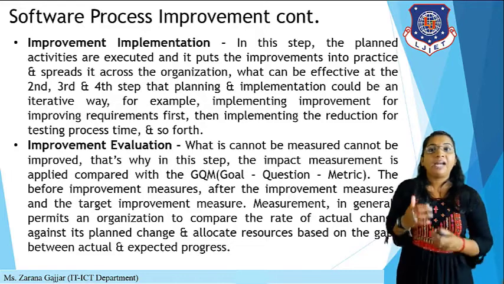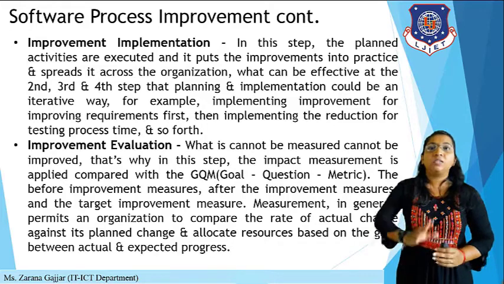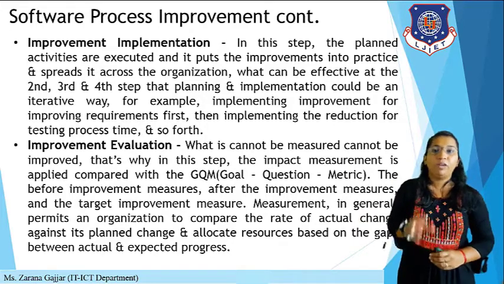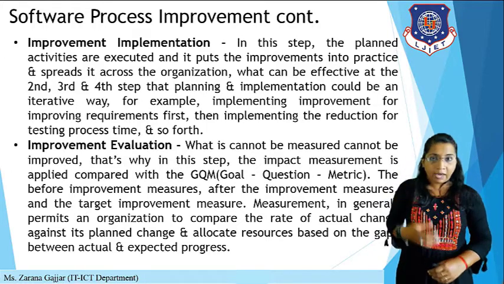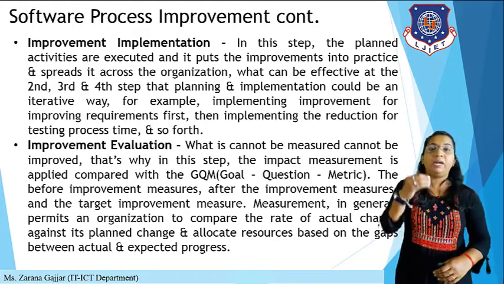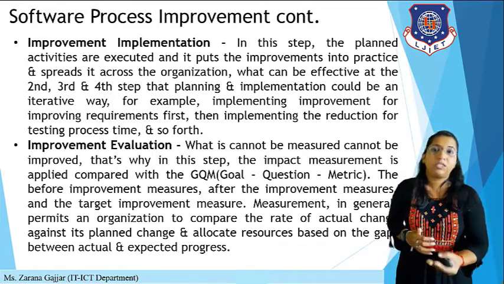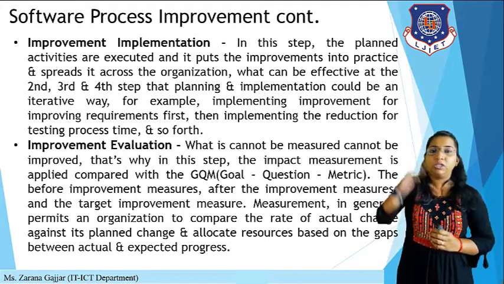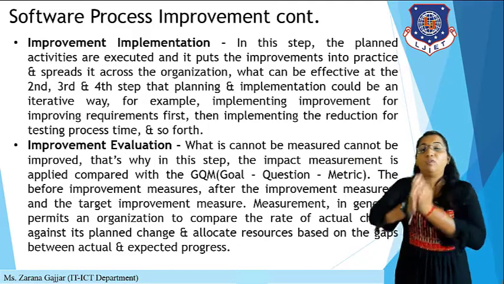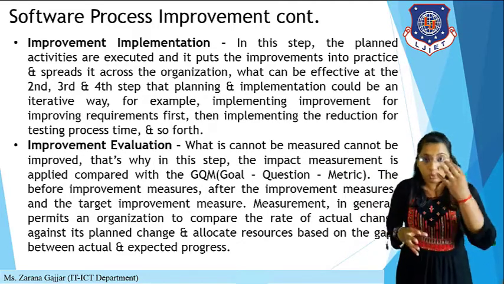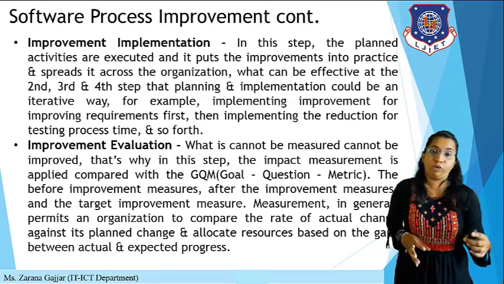In this step, the planned activities are executed and the improvement is put into practice, and spread across the organization. What can be effective in the second, third and fourth steps is that planning and implementation can be iterative. For example, implementing improvement for requirements first, then implementing the reduction of the testing process time, and so forth. Okay, so this is how you are improving the implementation. The actual implementation of the improvement is going to take place. So if you want to improve something, you have to start from the first phase of your project.